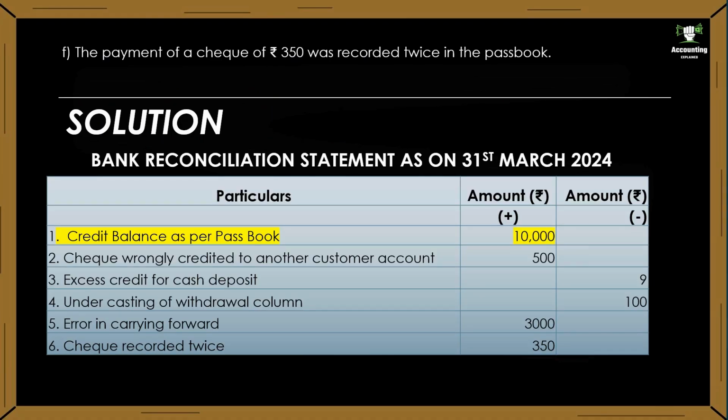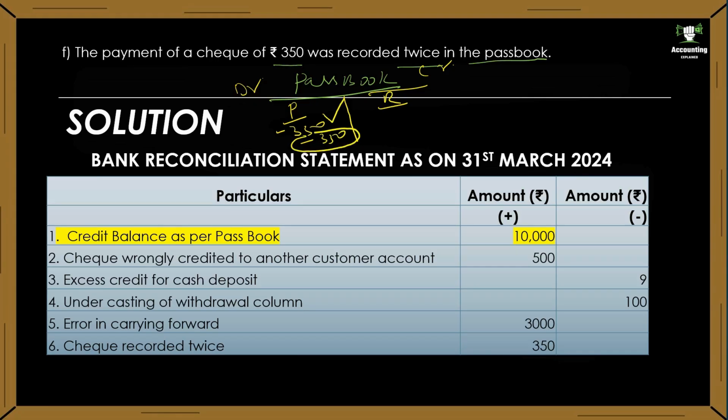Point F. The payment of a check of rupees 350 was recorded twice in the passbook. Okay, one payment was made and that was recorded twice. So first we will see our passbook. In the passbook, on the left side is your DR and the right side is your CR. Similarly, on the left side is your payment and on the right side is receipts. This 350 you have deducted 2 times, but you should have deducted only once. The second deduction of 350 is incorrect.